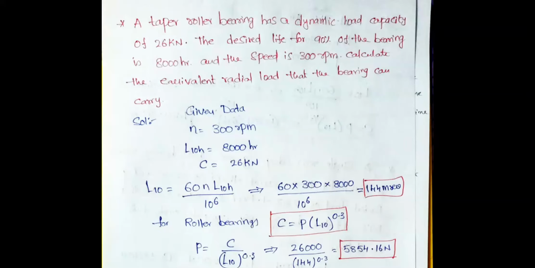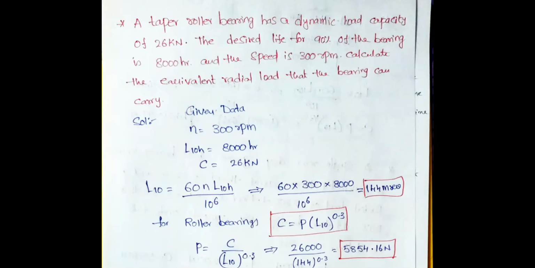Substituting, L10 equal to 60 into n, where n is the speed, 300 RPM, and L10H is 8,000 hours. Doing the calculation, you will get 144 million revolutions.